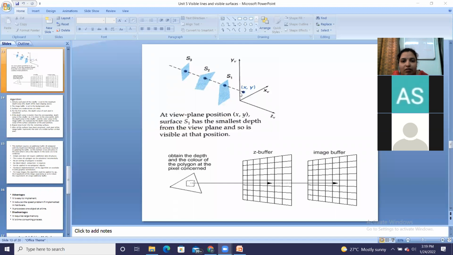So S1 has the maximum Z value, and that's why S1 will be visible for this particular XY value. For this particular point, S1 will be visible. So at view plane position X, Y, S1 has the smallest depth. Smallest depth means the smallest distance and the larger Z value, we can say. So it has the smallest depth from this point of view, and that's why it is visible at this particular position. Okay.